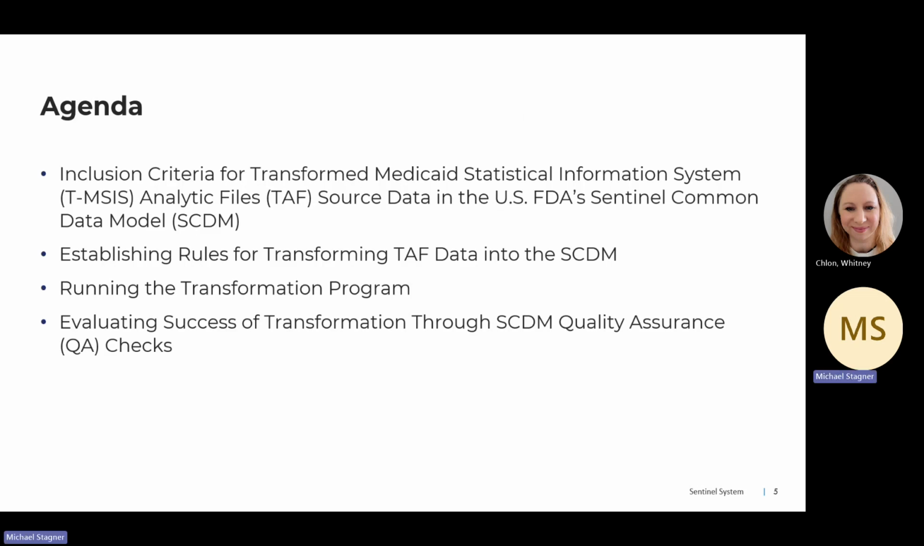For this chapter's agenda, we'll be discussing the inclusion criteria for using the source data in the T-MSIS TAF RIFs, establishing rules for transforming the source data into the Sentinel Common Data Model, what the particulars are of running the actual transformation program, and also evaluating the success by ensuring quality assurance on the final product, the final Sentinel Common Data Model tables.